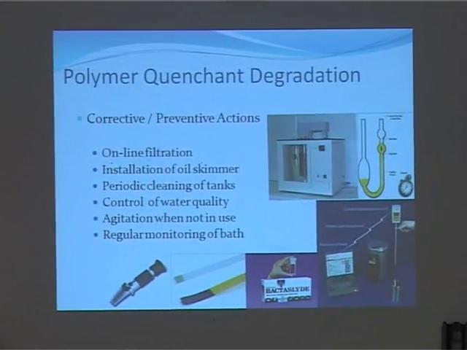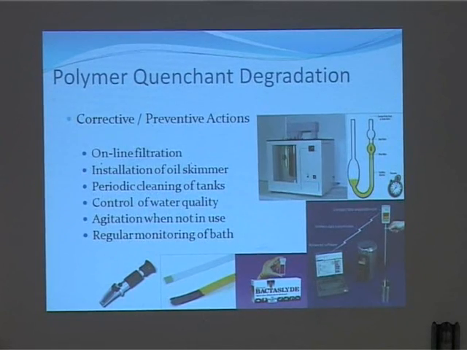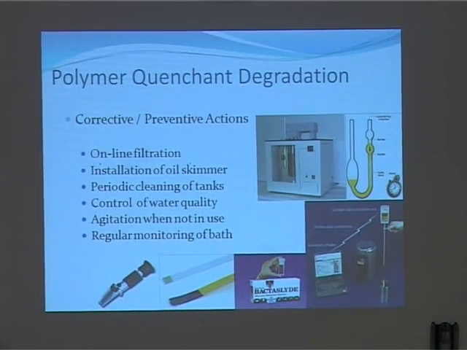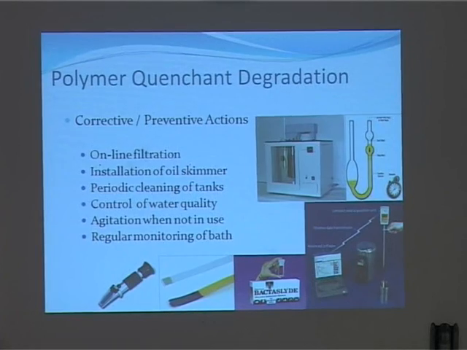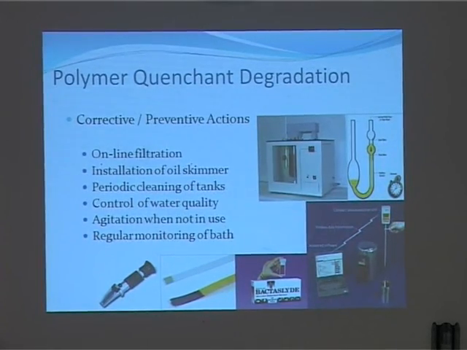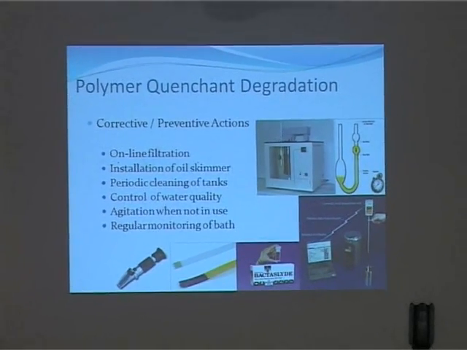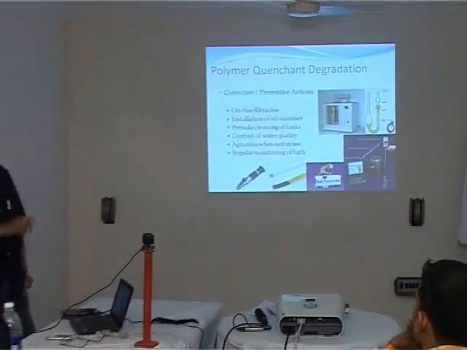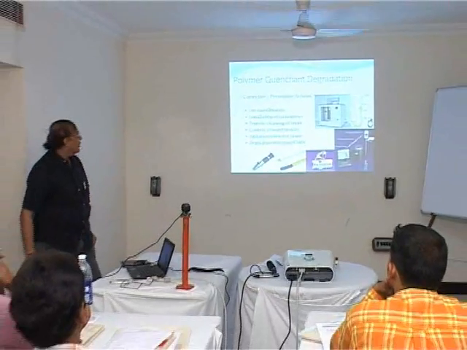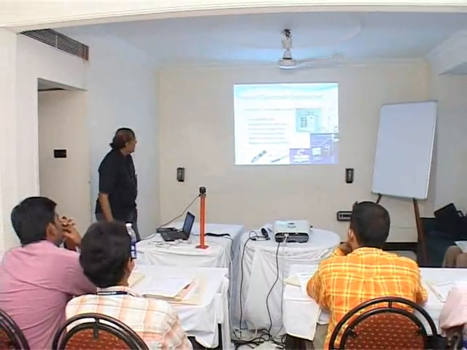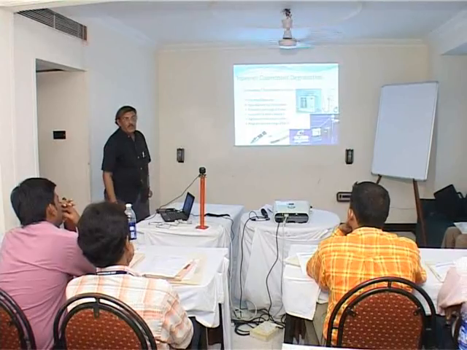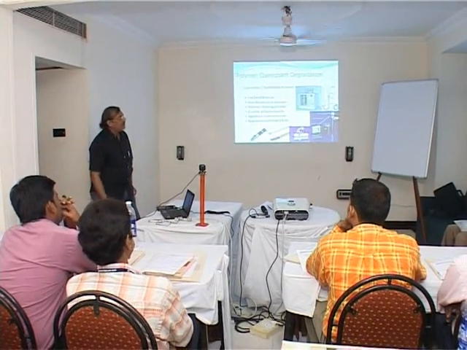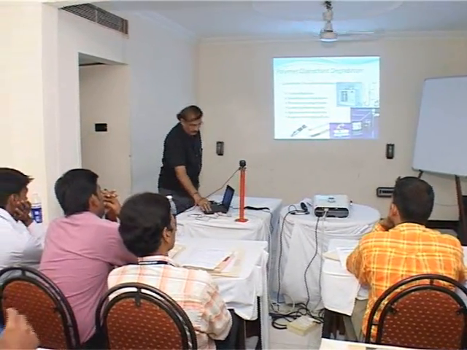How can polymer quenchant degradation be avoided? You can do online filtration of the polymer quenchant, install an oil skimmer, and avoid periodic changing of the tanks. If you control the water quality, then things can be avoided. Agitation when it is not in use: if the polymer is agitated for a longer time, it can maintain its originality for longer. And with regular monitoring of the bath, you will find that the polymer quenchant can be used for a longer time.